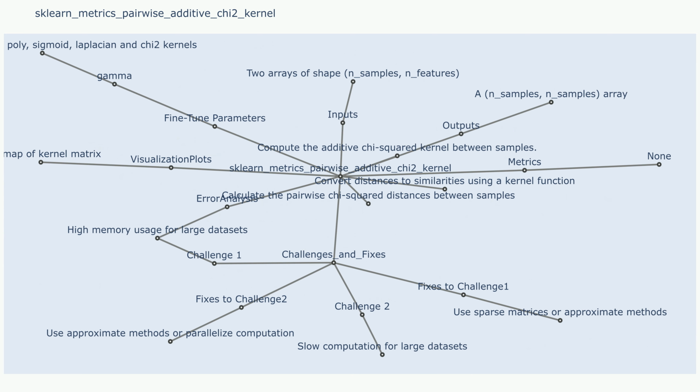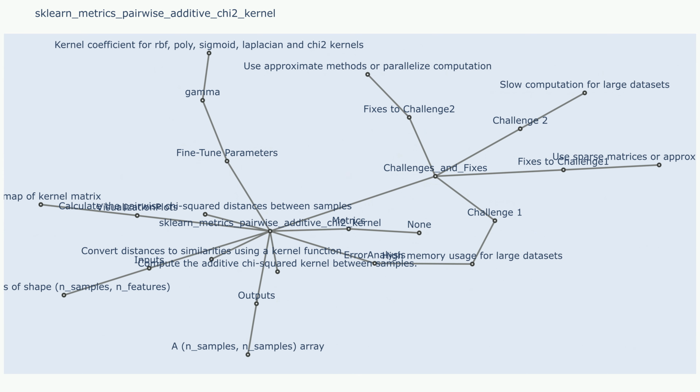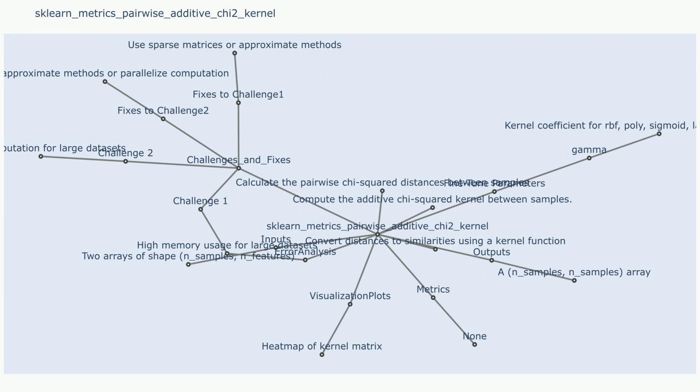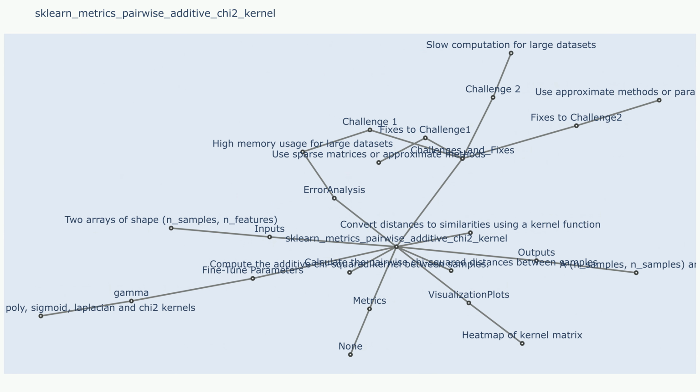Challenges and fixes. Challenge 1: data sparsity. When dealing with sparse data, the additive chi-squared kernel can result in overly optimistic similarity scores, as it ignores the zero-valued features. Sample use case: a text classification task with documents represented as bag of words vectors, where most features have zero values. Fixes to challenge 1: consider using alternative kernels, such as the linear kernel, which account for sparsity.